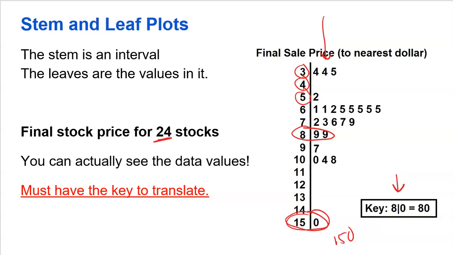Again, this is a great way to see that distribution. We see what values the variable took on. What were the prices of the stocks? Well, it looks like about $34 to $150, but we also see what values were most common. Looks like anywhere from $60 to $80 was the most common price of a stock at the end of the day. The nice thing about these is you actually see the data, which is kind of cool. But that key is super important.